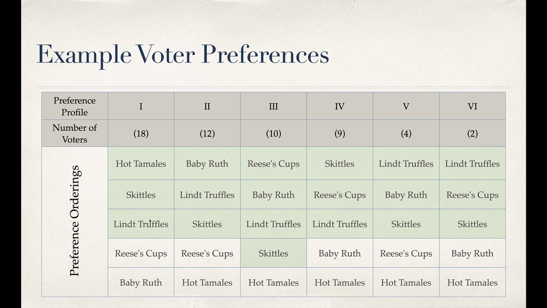And then in green, when it comes to approval voting, each set of voters is going to set a threshold and say, everything above that threshold I approve of, and everything below I don't approve of. So that's what's in green here. I have their approval votes. For preference profile number 6 over here, there are 2 voters who would approve of Lindt truffles, Reese's Cups, and Skittles, but they do not approve of Baby Ruth and hot tamales. So they give 1, 1, 1, 0, 0 in terms of their votes.